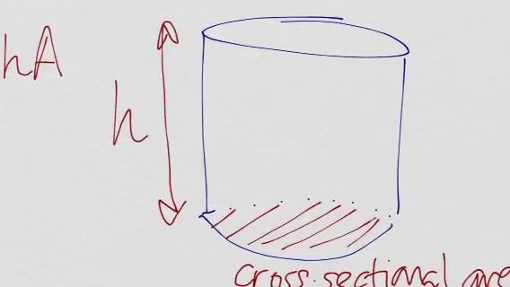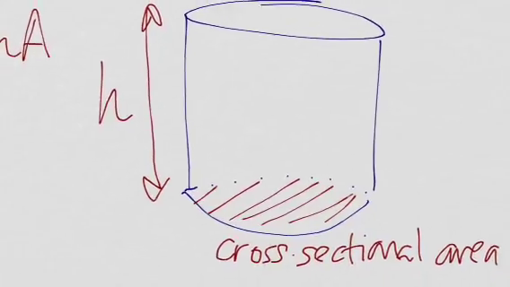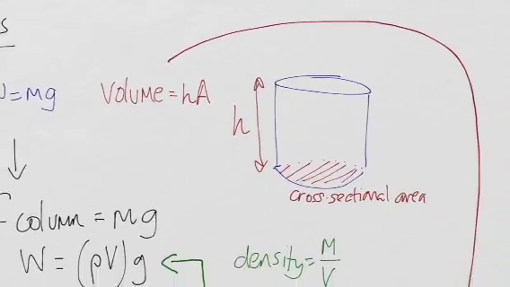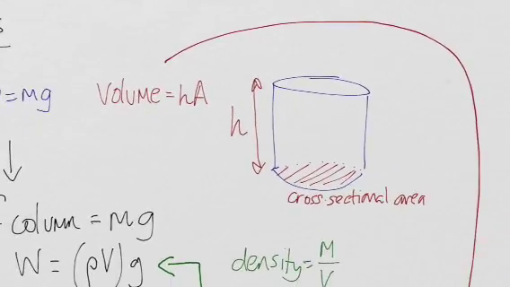If we look at a cylinder, we know it's got a height and we know that it's got a cross-sectional area. So we can therefore work out the volume of this cylinder. So it's the height times cross-sectional area.